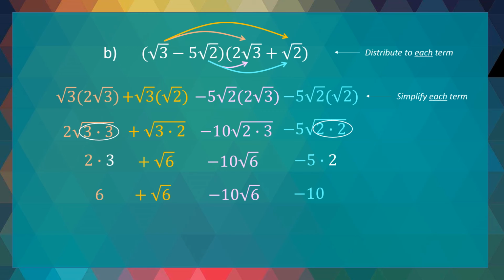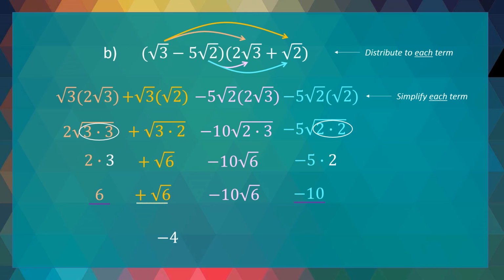So now we look at the problem as a whole. We're being asked to add and subtract like terms and like radicals. Do we have any like terms? Well, notice 6 is a constant. Do I have any other constants? Yes. So 6 minus 10 gives us -4.